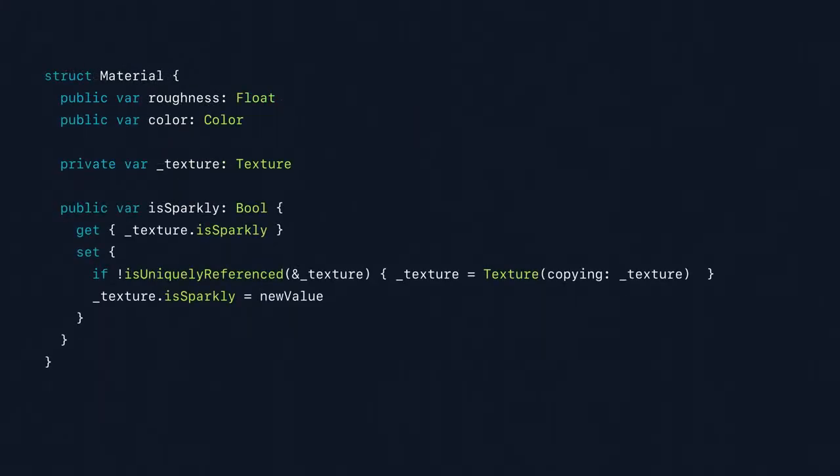Let's go back to our example from earlier, where we exposed a specific property from texture with copy-on-write value semantics. Now, this works for one property, but it would be unfortunate if we had to write this same code every single time. What if we wanted to expose all of the properties on texture as properties on our material type with copy-on-write semantics? Well, we can do it with dynamic member lookup.